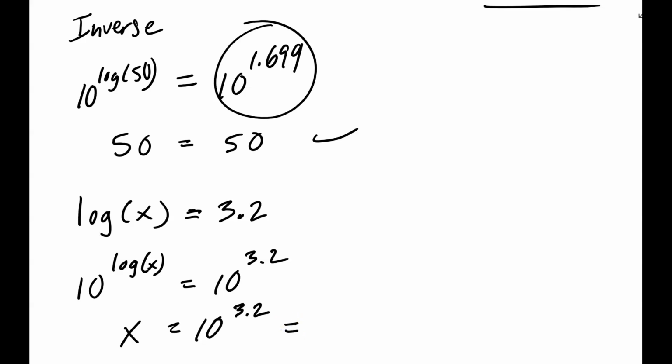And if you go ahead and stick that in your calculator, we find out that this is equal to about 1,585. And so the fact that we've got 3 here in the exponent makes a lot of sense because we've got 3 digits there, 3 powers of 10 in that number.